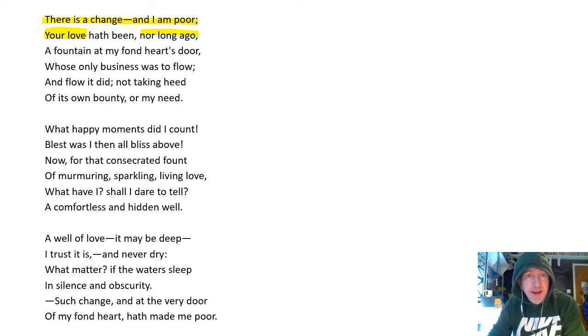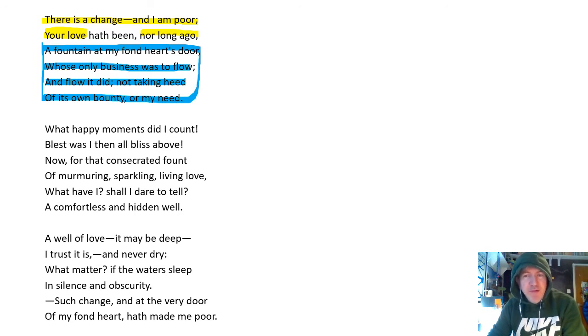And here, in the next 4 lines, that's lines 3, 4, 5, and 6, we get a description of what it used to be like for the narrator. He describes the relationship using a metaphor here, a water image, and it makes it sound like the water was flowing and never ending, and it almost feels like it's so positive and so perfect and lovely.